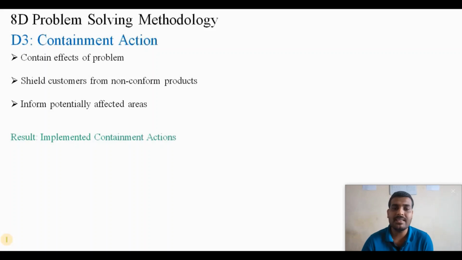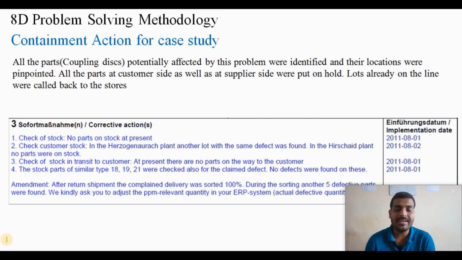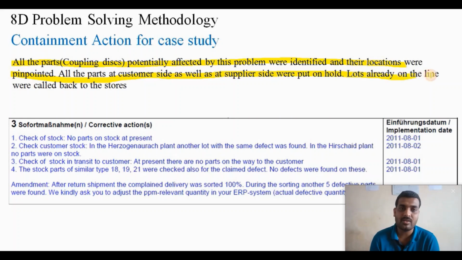Now we will see the containment actions implemented in the sample 8D report and case study. In the case study, all the parts potentially affected by this problem were identified and their locations were pinpointed. All the parts at the customer side as well as at the supplier side were put on hold. Lots already on the line were called back. So they have done 100% checking of the products or components.